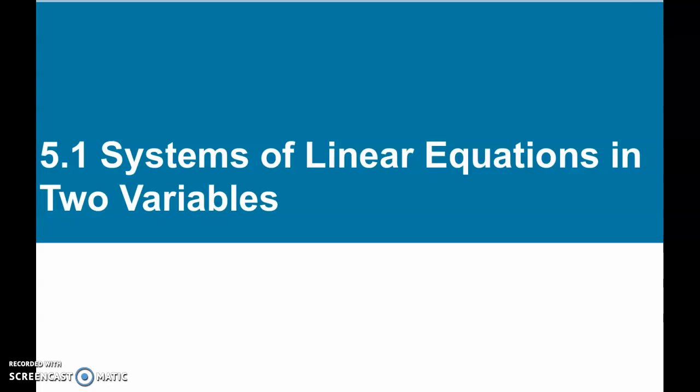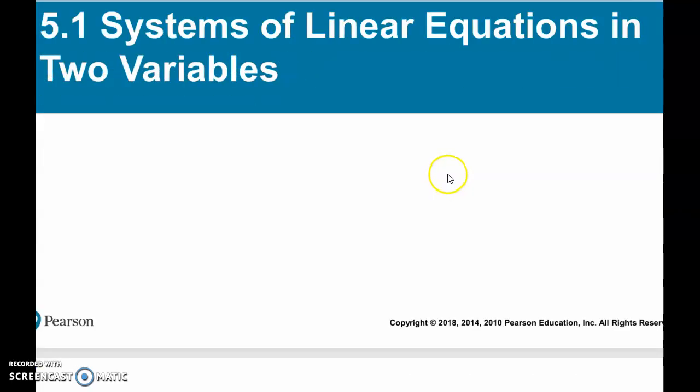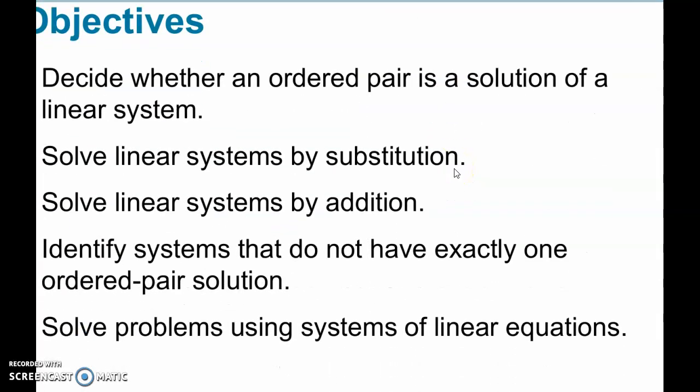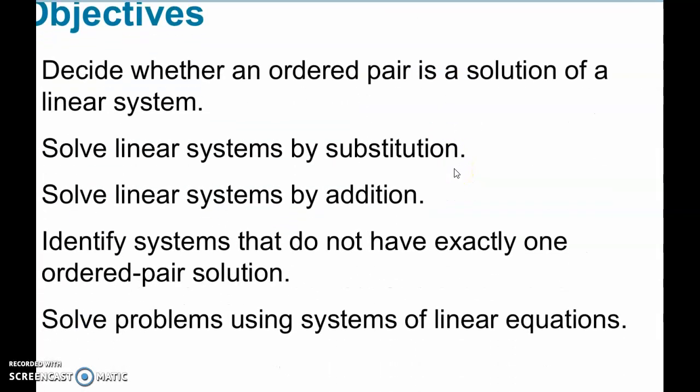In today's video, we're going to be talking about section 5.1, which is systems of linear equations in two variables. So the objectives today are listed here. There are 5. Decide whether an ordered pair is a solution to a linear system. Solve a linear system by substitution and by addition. Identify systems that do not have exactly one ordered pair solution, and solve problems using systems of linear equations.